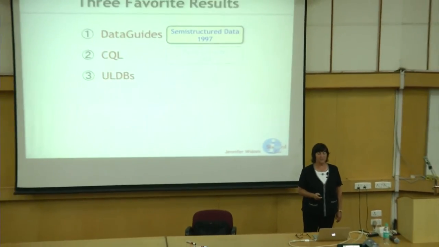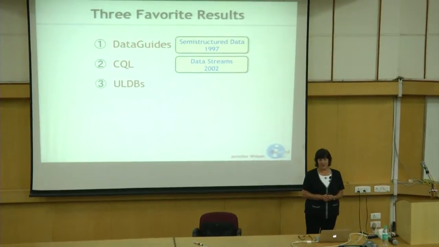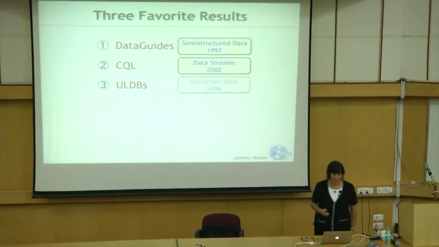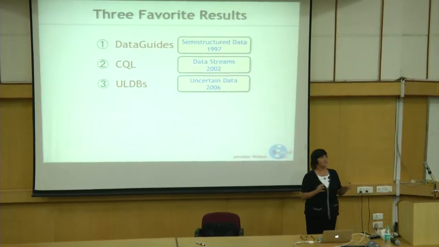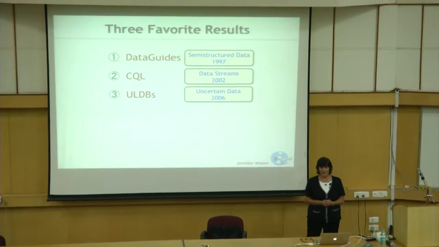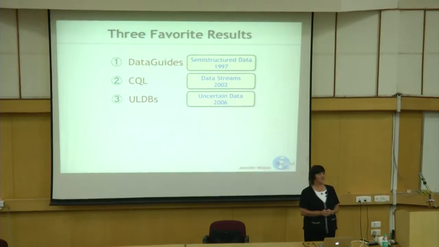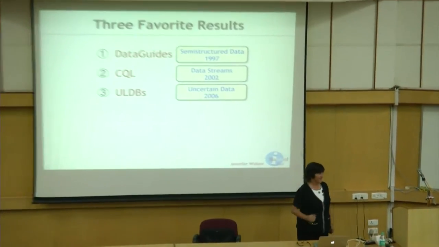The second one is called CQL. It stands for the Continuous Query Language. It's in the area of data streams. And that was around 2002. And the third one I'm going to tell you about is ULDBs. It stands for Uncertain Lineage Databases. And that was in the area of uncertain data around 2006. So sorry to say I haven't had a favorite result in the last almost 10 years. I did spend part of that time sailing into India.